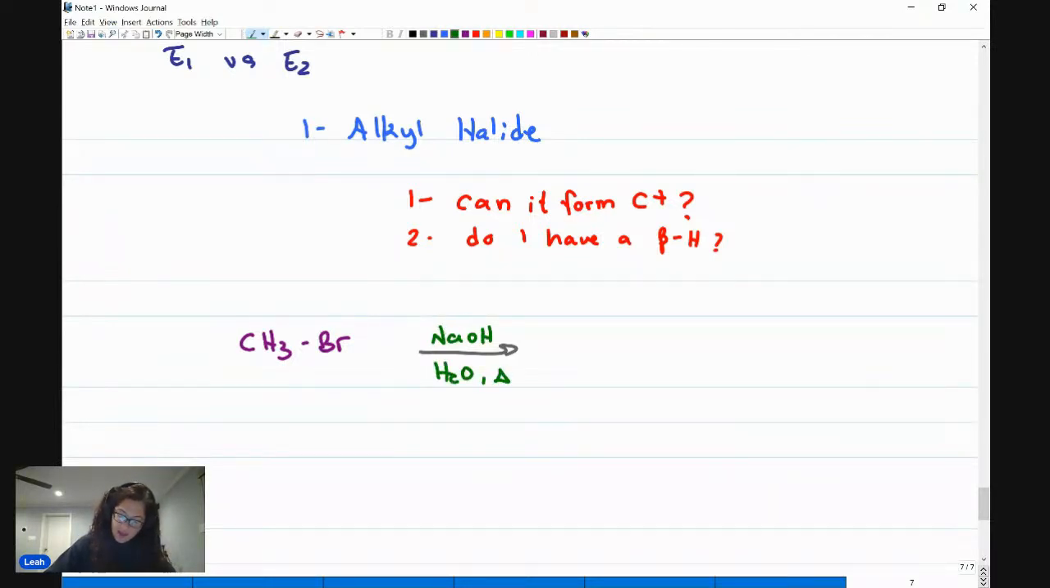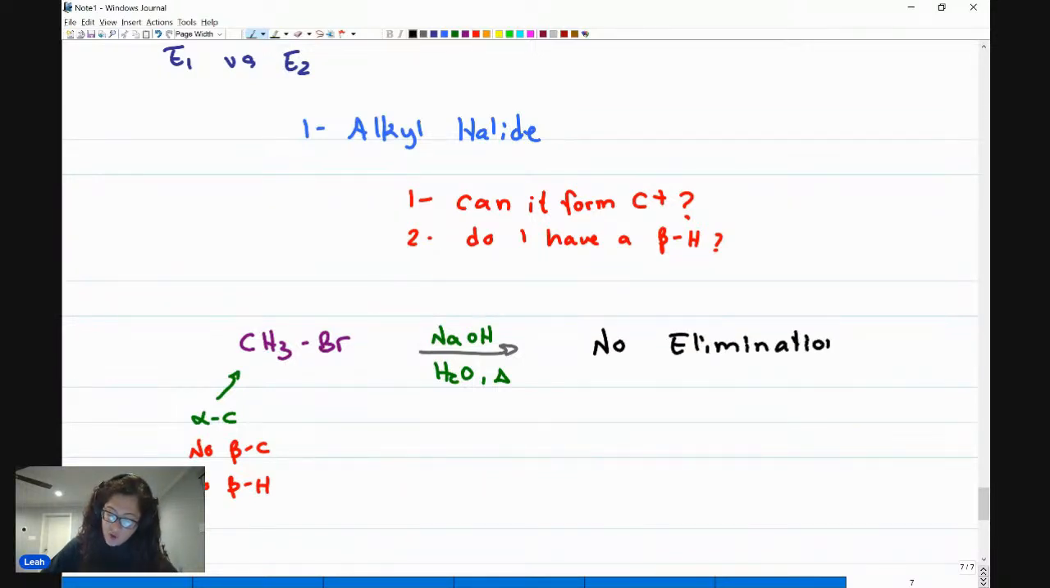It looks like I can do an elimination reaction, except I have right there, that's my alpha carbon, but I have no beta carbon. If I have no beta carbon, that means I have no beta hydrogen. I have nothing to eliminate. I have nowhere to put a pi bond. And that means I have no elimination reaction because I have nowhere to put that pi bond. So don't be fooled. Don't let your professor trick you. I've seen many, many students lose points for this. Do not fall for this.